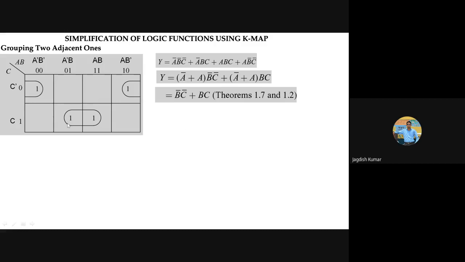Now you may ask, what if I can't make a pair? I have not shown it here. Suppose this was not a pair, there was only one pair, suppose this, which will give you B bar, C bar. Here this was 0, suppose this is the only 1. So this is also called a prime implicant. That's what we call the prime implicant.